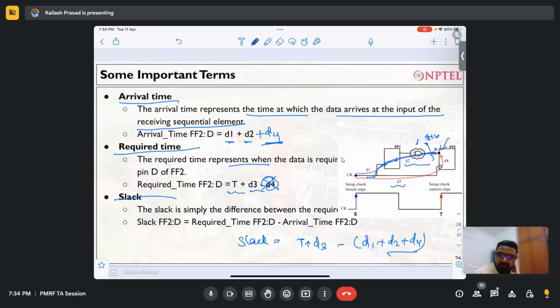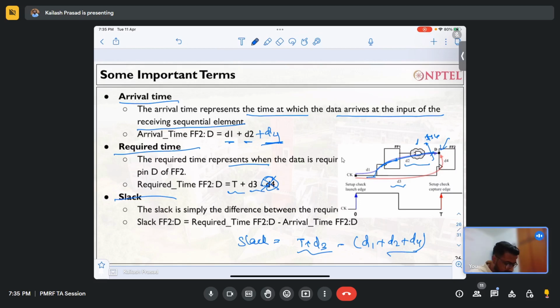Is it possible to calculate the speed of operation from slack? If the slack is 0, whatever time period you have defined is the maximum frequency you are working on. If slack is positive, you can reduce the time period by that particular slack. The speed of operation is 1/T, that is the clock I have given there.